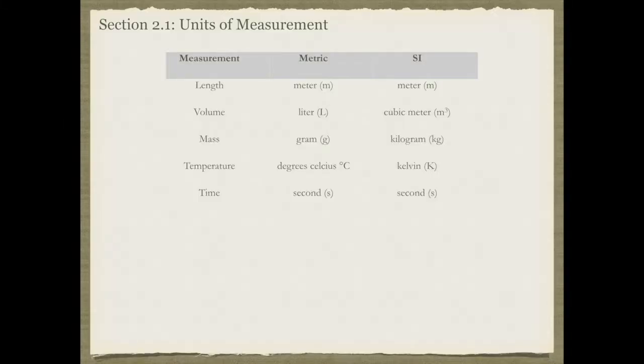In this lesson, I'm going to begin talking about units of measurement. You guys are going to review that, and then we're going to work on writing in scientific notation and standard notation. So for units of measurement, as you can see here, they're measurements of length, volume, mass, temperature, and time.